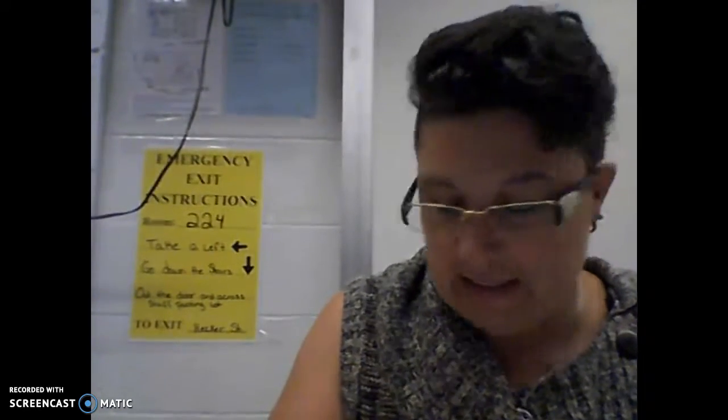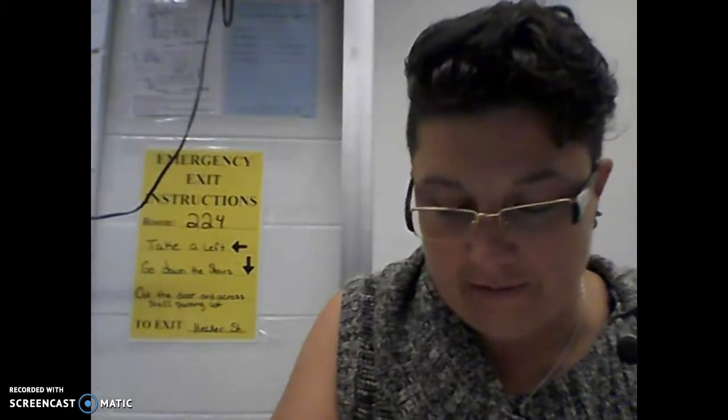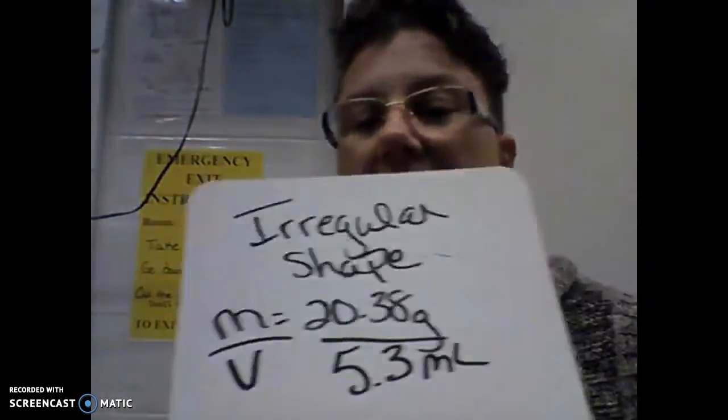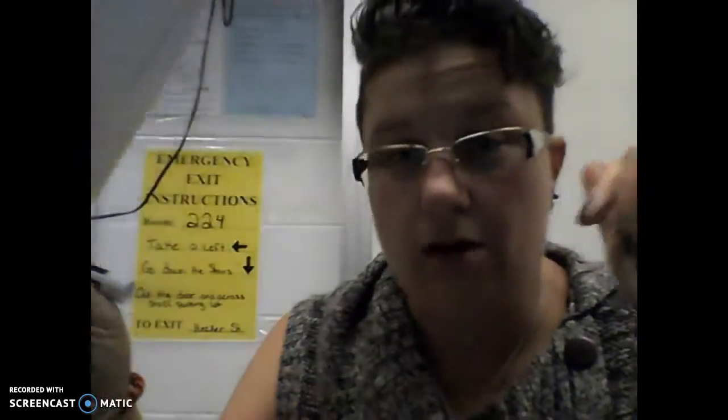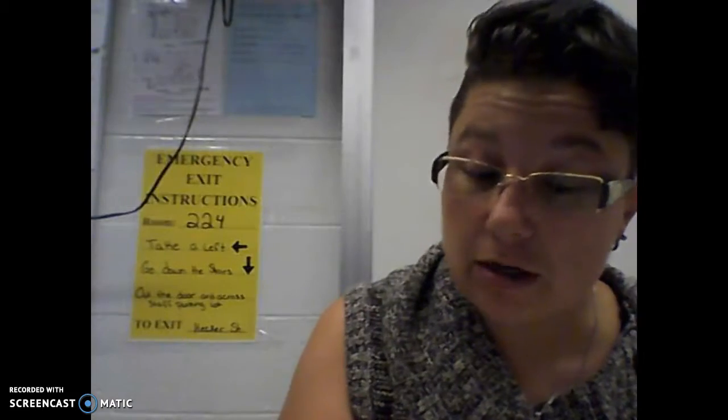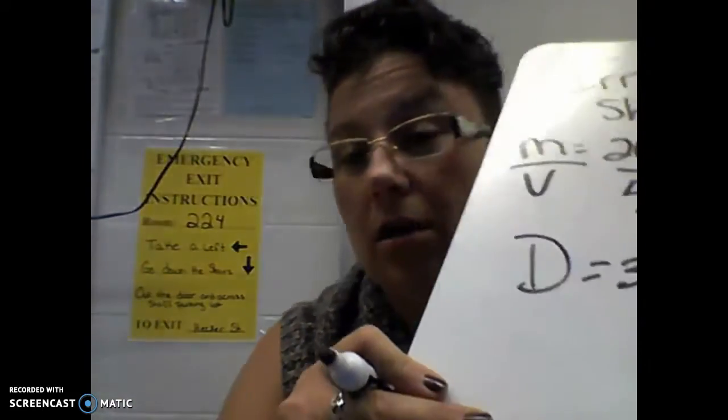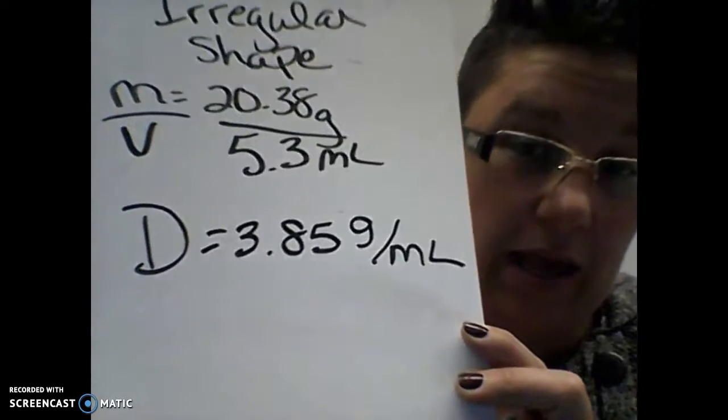And if you did this and you're following along and actually trying to calculate, which you should be, you should get 3.85. So density equals 3.85. Now what's the unit? The unit is different than a regular object, because for a regular object it was grams per centimeter cubed. Because we actually measured this one with a graduated cylinder, the unit is grams per milliliter. So that is what our density would be, grams per milliliter.